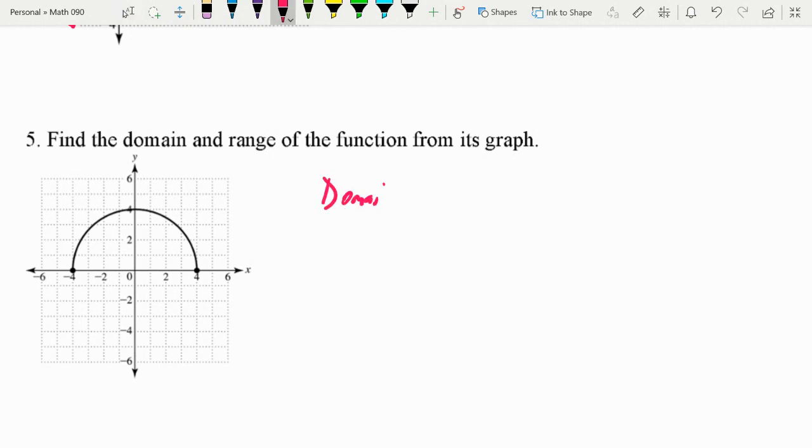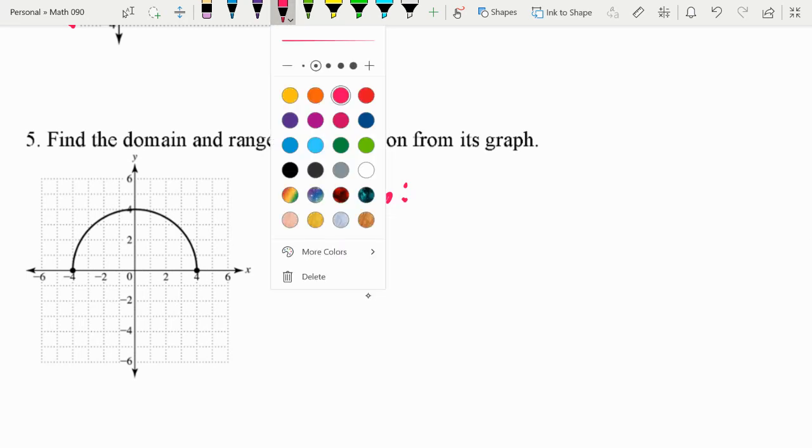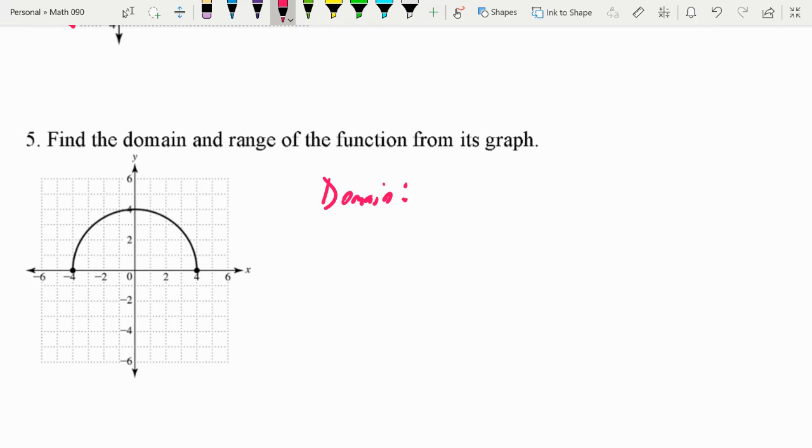Domain is what? What x values can I pick? Well, you'll notice that it starts right there, and it ends right there. Remember, domain goes left and right. It has a starting point, it has an ending point.